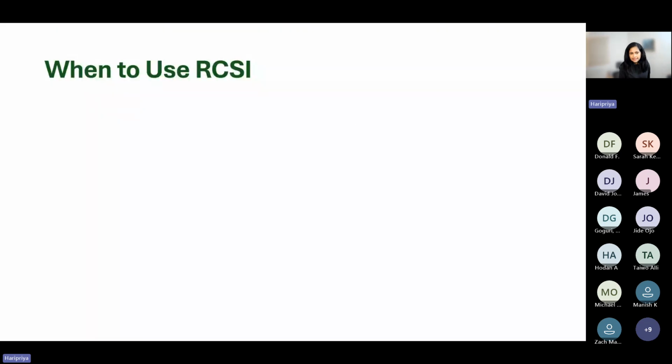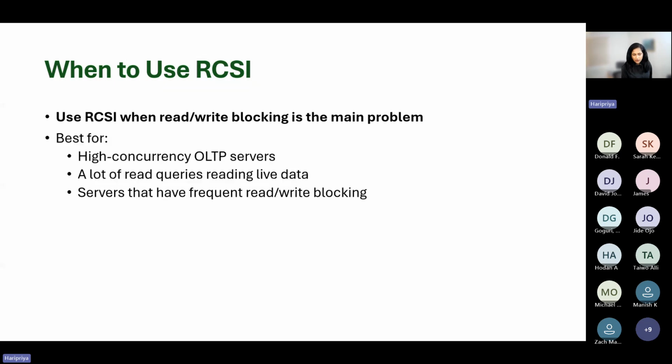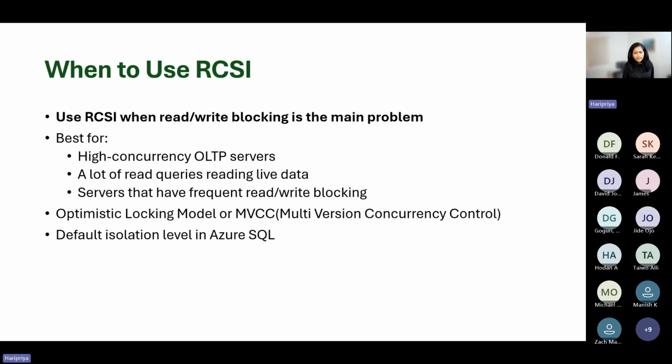So when should you use RCSI? Like I said, the main thing is read versus write blocking. Usually, where will you see this? On OLTP servers, mission critical OLTP servers, where there are very highly concurrent transactions going on, and you have a lot of write and read queries simultaneously, then you will see a lot of blocking. In Postgres, this is also called multi-version concurrency control, where it is the default, but here this is not the default. You have to enable it. And on Azure SQL, this is the default isolation level.